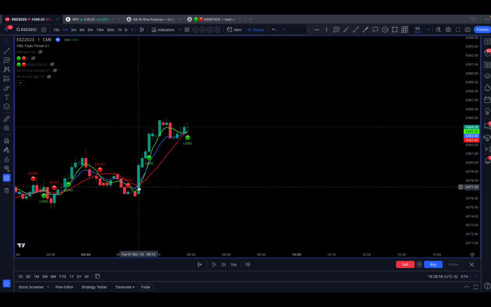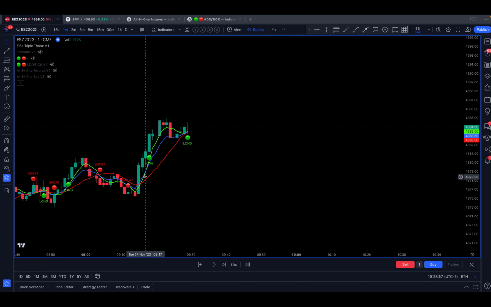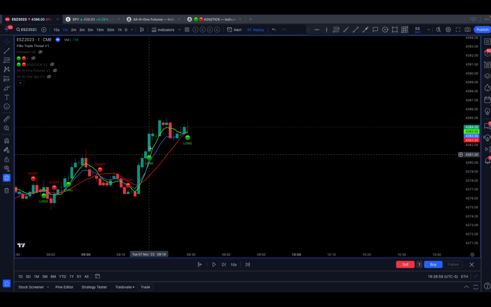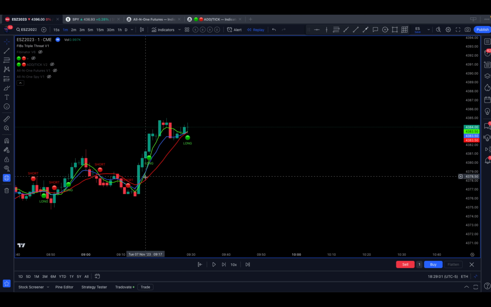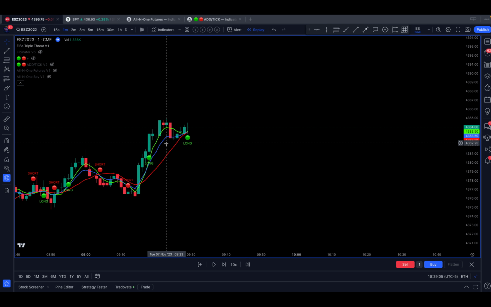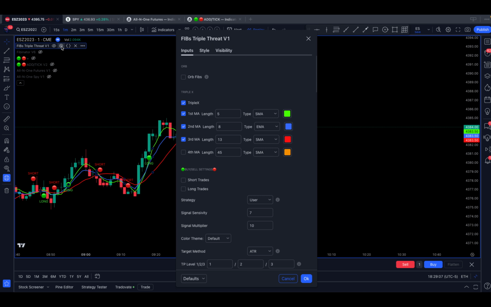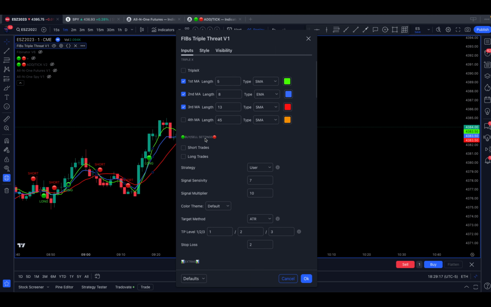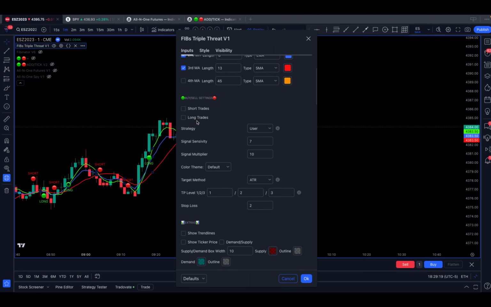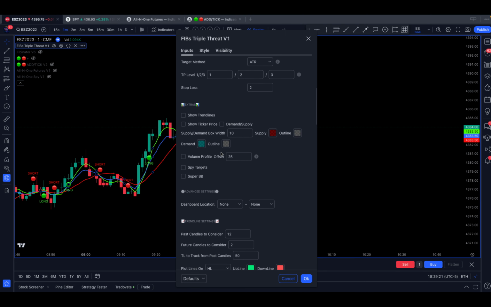Now up here, you can see it crossed the 20 here, and then it crossed the 13 up here, so that's why it fired off that signal up here, because it had to cross both of them. So hence the name triple threat, triple X. You can turn on and off, just like any of the other stuff. I'll talk about the short buy and short long trades.